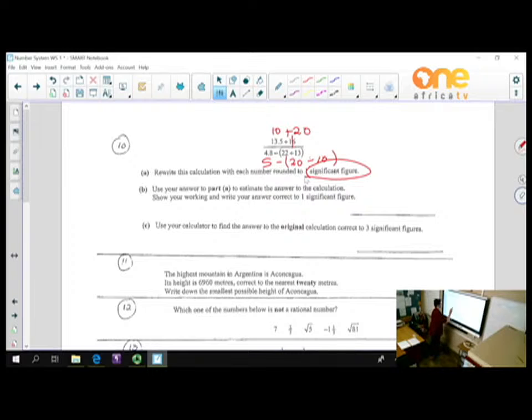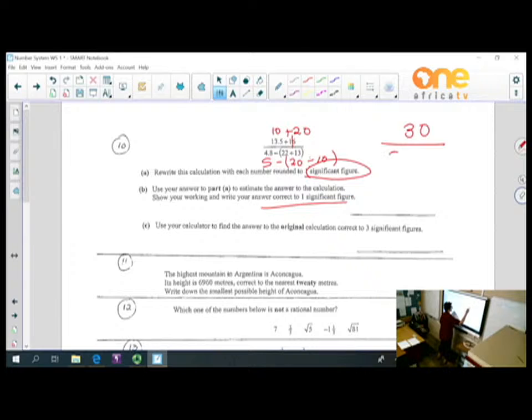Now they say use your answers. Don't do it on the calculator here. Use this to get your answer there to one significant figure. So it's 10 plus 30, divide by 5 minus 2 that we're going to do there. I have it that it's 30 over 5 minus 2. You see 20 divided by 10 is 2. So 30 divided by 3, and that will give us an estimated answer of 10.